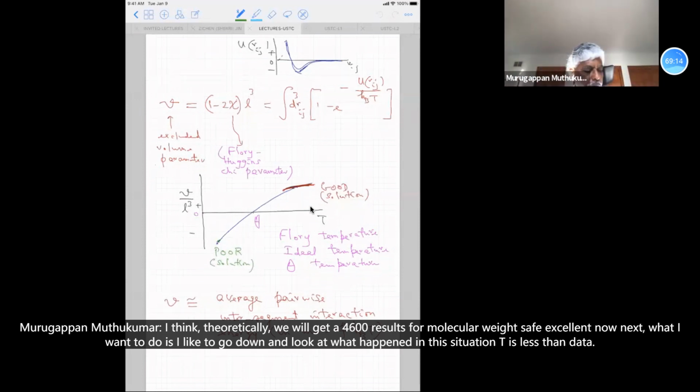Now, next what I want to do is go down and look at what happens in the situation when T is less than theta.